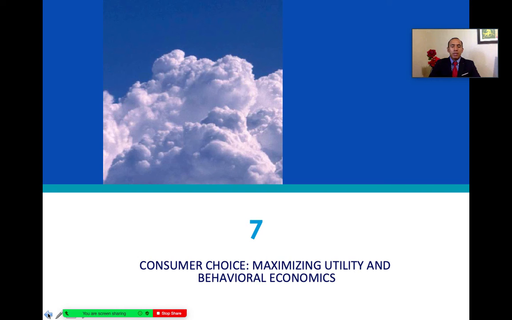Today we're going to cover Chapter 7, which consists of maximizing utility. We're going to cover what utility is, the different types of utility, as well as the calculation of utility through mathematical equations, and behavioral economics, and the decision-making of individuals through a behavioral economic aspect.